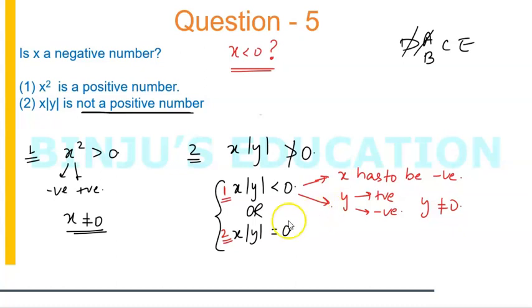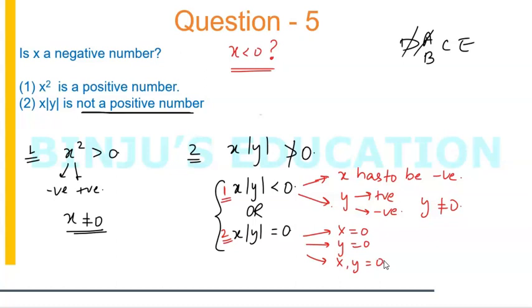In the second one, x mod y is equal to 0. In that case, you can have x equal to 0, you can have y equal to 0, or you can have both x and y equal to 0. So from these two conclusions, that is from statement 2, we got two conclusions. So x can be negative, x can be 0 also. So the question is, is x a negative number? So do we know that for sure? No.